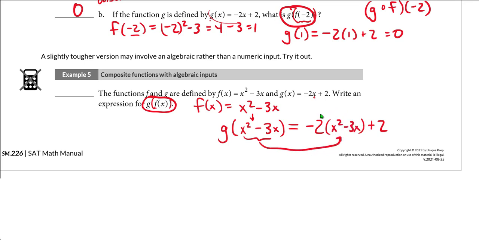And now I'm just going to do a little bit of basic algebraic cleaning up. I'm going to distribute. Negative 2x squared, and negative 2 times negative 3x is positive 6x, and then that plus 2. And that should be my answer. They want g of f of x. Yes, there's the expression: negative 2x squared plus 6x plus 2.